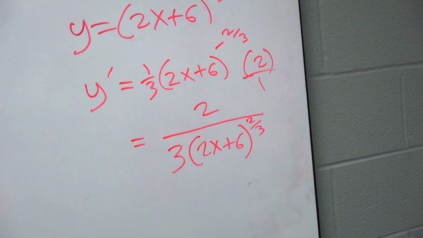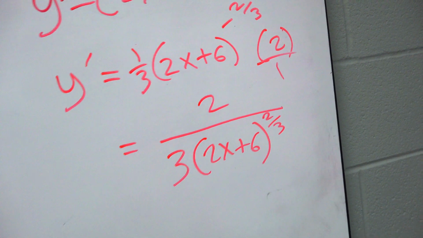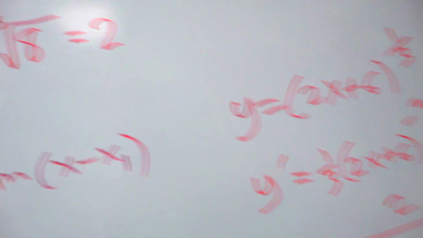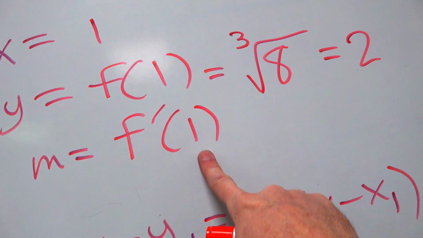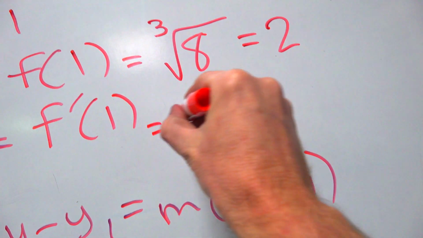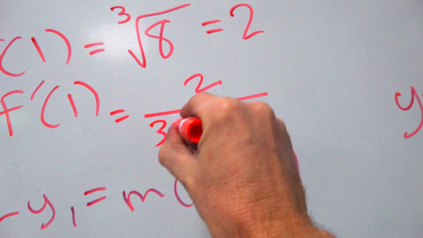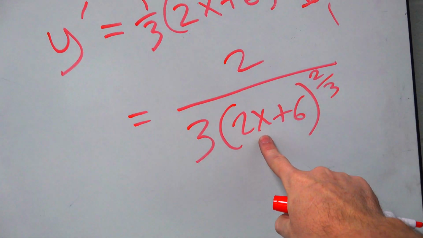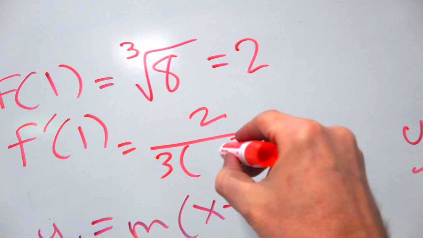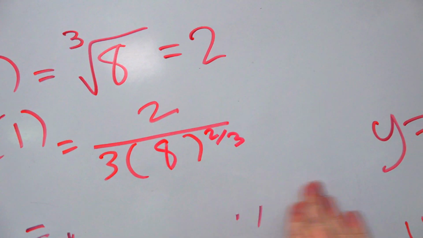I probably wouldn't even change it back into radical form. I think I would leave it because we talked about 2/3 power back in Integrated 3, and even if you had me in Integrated 2, those fractional powers. So here's what I would do. Aren't we looking for f prime of 1? So shouldn't we take 1 and put it into x in the derivative? So we'll get 2 over 3 times parentheses. Plugging in 1, 2 times 1 is 2, plus 6 is 8, to the 2/3. Okay, let's get this out of the way for now.